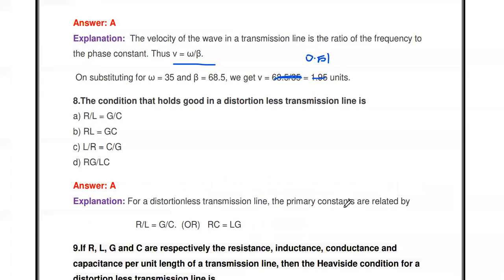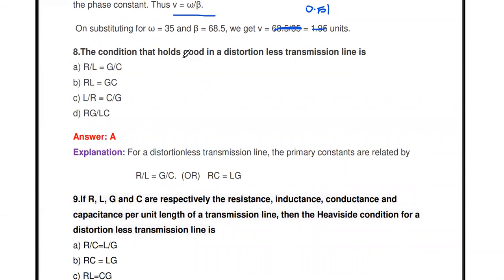Okay. Then the next one, the condition that holds good in a distortionless transmission line is dash. What is the condition for the distortionless transmission line? R by L equal to G by C, RL equal to GC, some different values are given. For a distortionless transmission line, the primary constants are related by R by L equal to G divided by C. Or otherwise, if you are cross multiplying, we will get RC equal to LG.